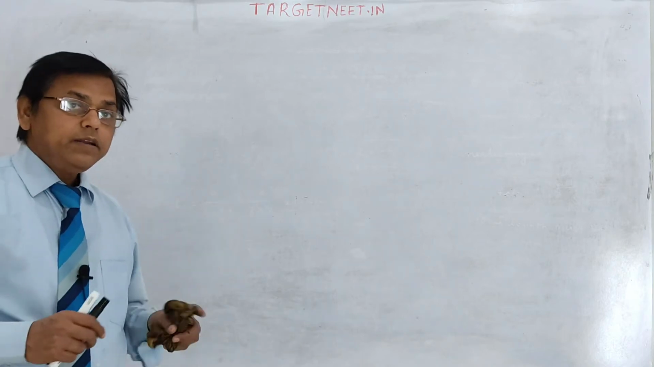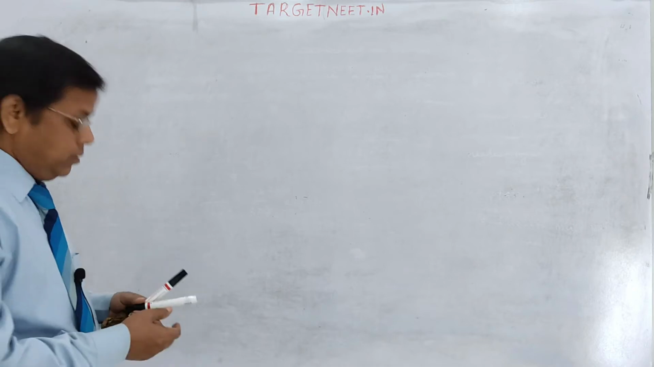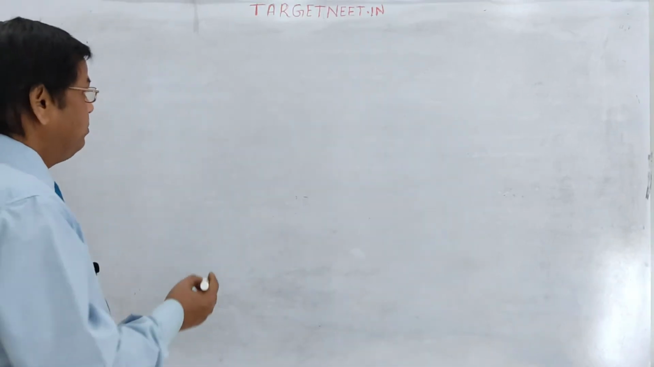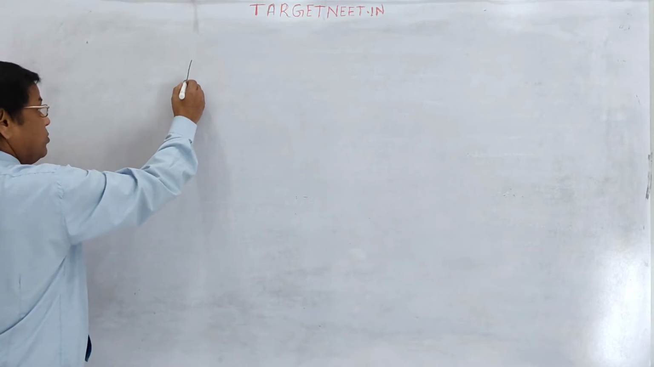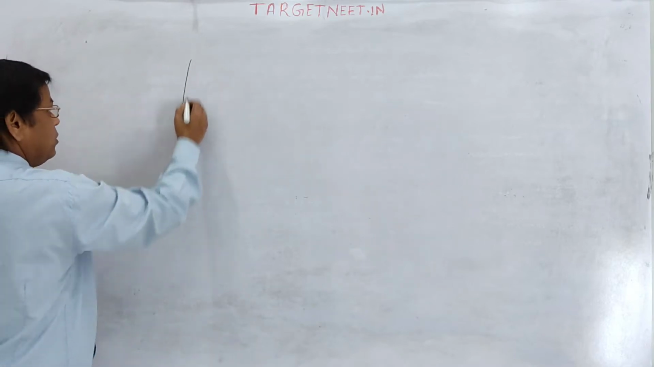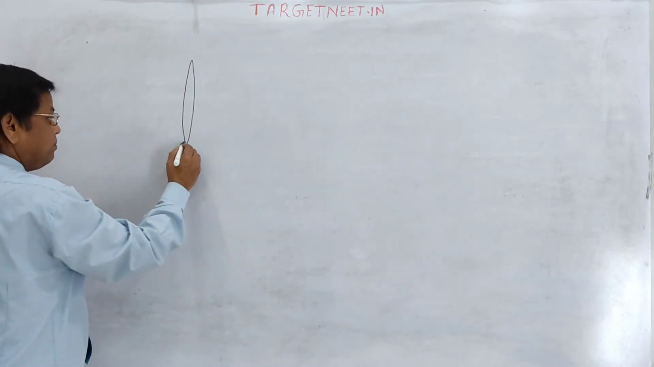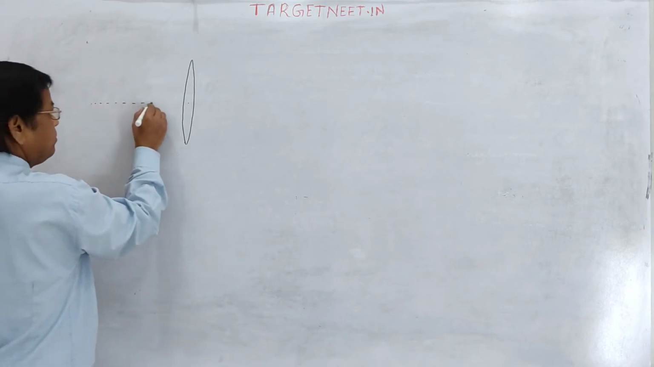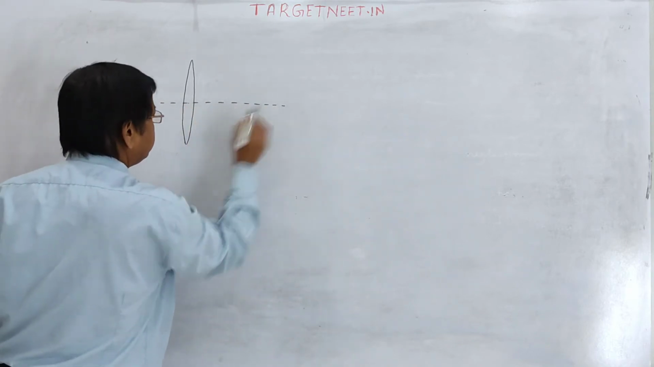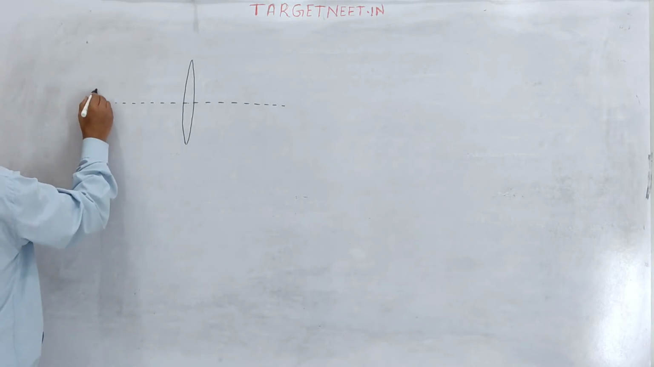Now, linear magnification produced by lens. What is linear magnification? It is the ratio of the size of the image to that of the size of the object. Suppose this is a lens. This is the principal axis. This is an object AB.